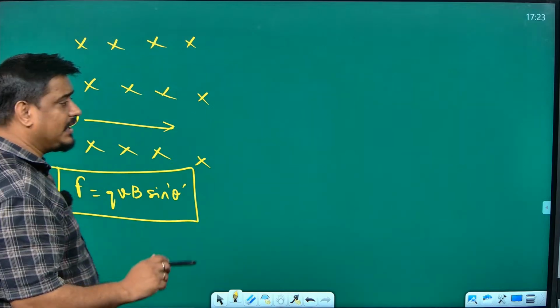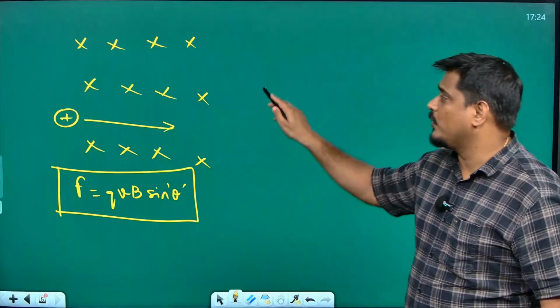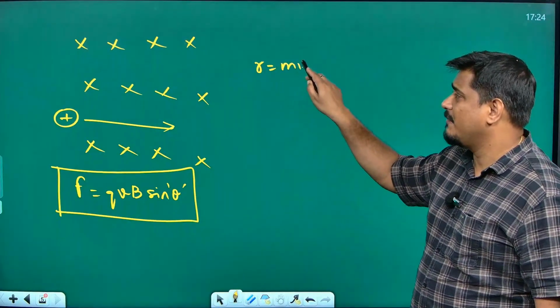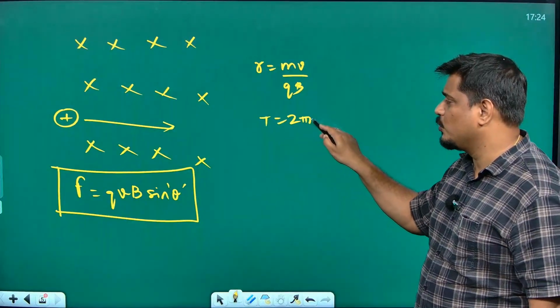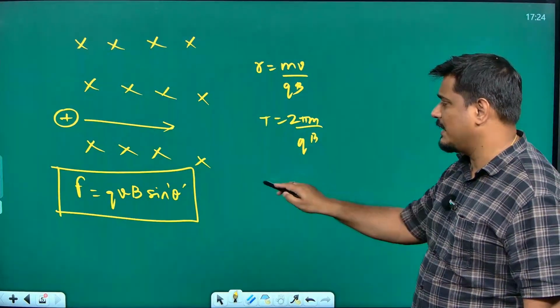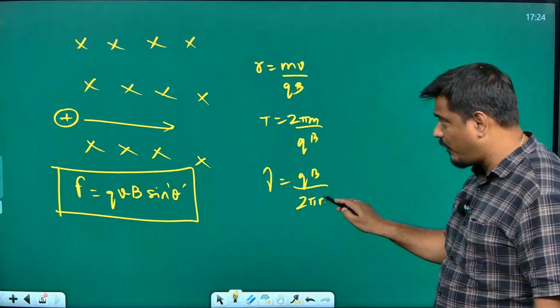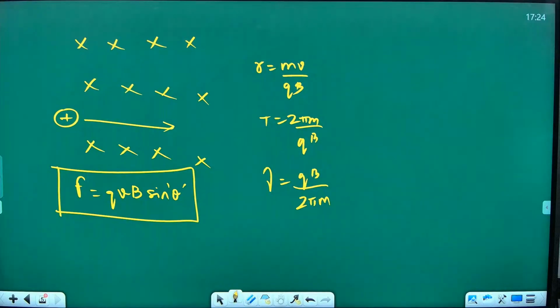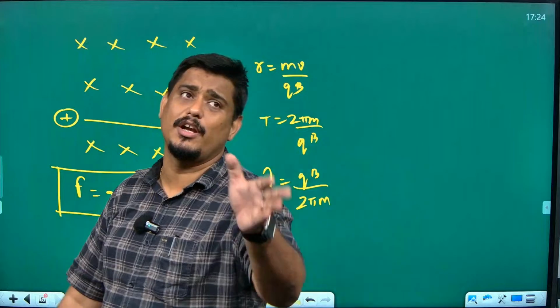We have understood that if it is entering at 90 degrees, that is normally, then you are going to have the radius formula as m v by q B, the time period formula as 2 pi m by q B, and the frequency formula as q B by 2 pi m. These are the formulas for radius, time period, and frequency when a charge enters the magnetic field perpendicular to it.